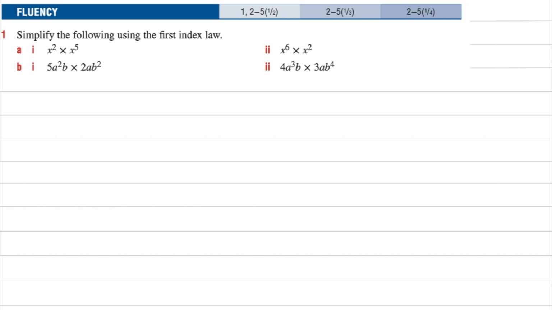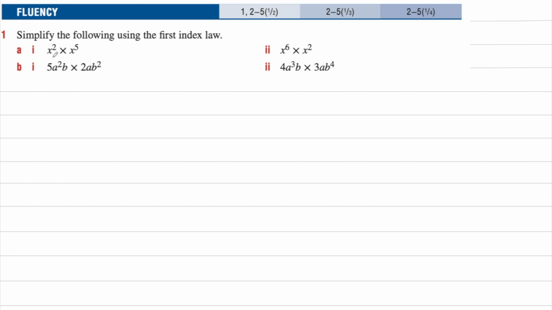For this video, we will practice a little about the law of indices. Question 1. Simplify the following using the first index law. It's quite easy, right? When you have two indices multiplied together with the same base number, you just add the power numbers only.